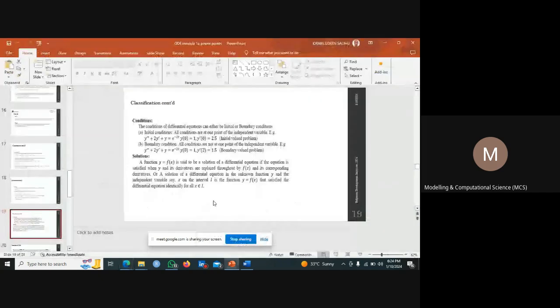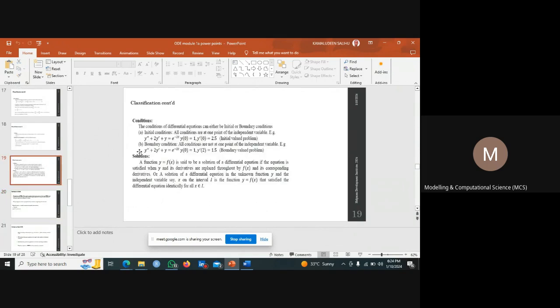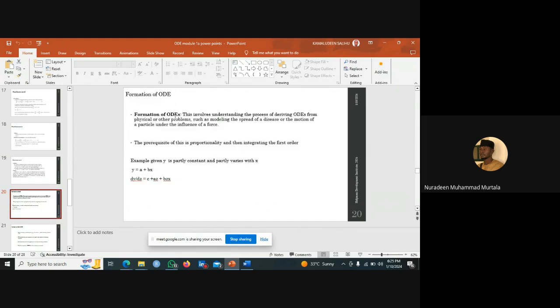A solution to the differential equation is a solution such that when you put it into the differential equation, it will give you a particular solution where both the left hand side and the right hand side will be equal. When we come to it in our Friday class, you will understand it better. This is also an explanation on it.